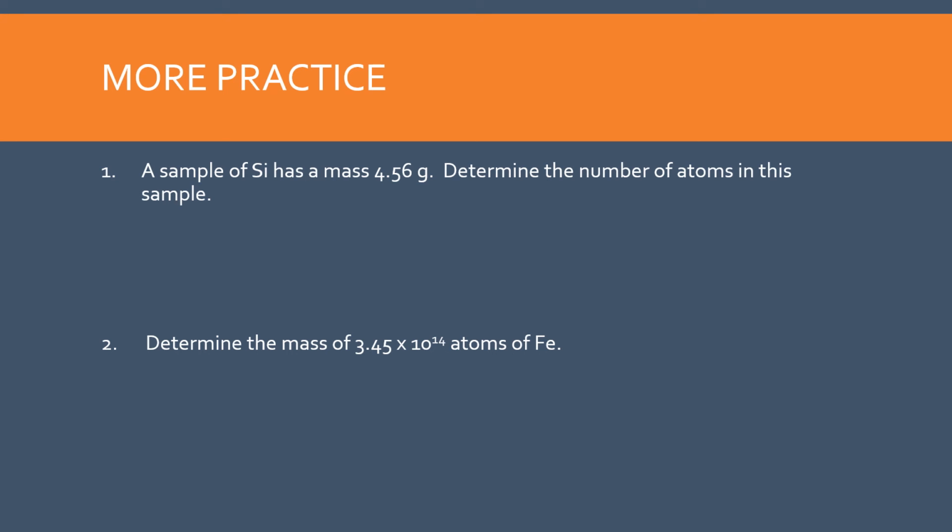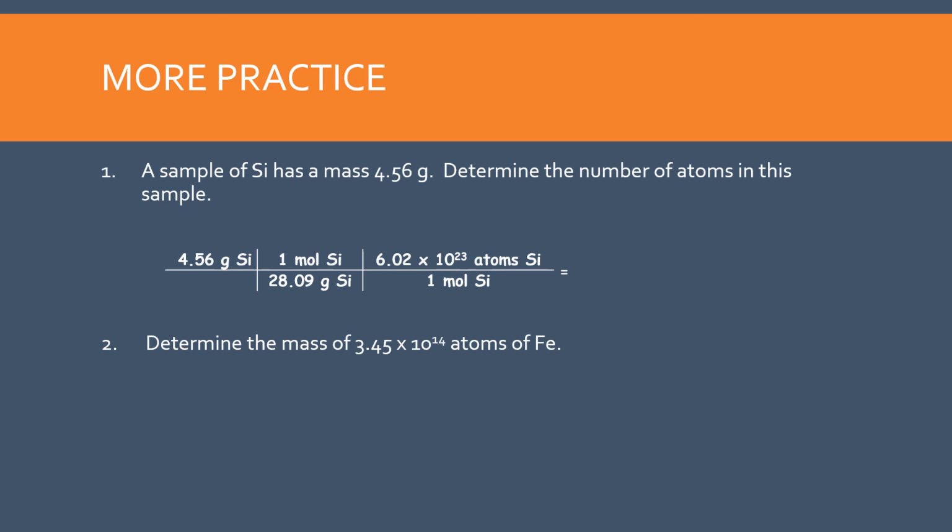So of course, we've got some more practice here. Let's go through the first one together. It says a sample of Si has a mass of 4.56. Determine the number of atoms in the sample. So we're starting with mass and we're trying to get to atoms. If you're using your mole road map, you see you're starting at the very bottom. Then you have to stop at moles, then you go to particles. Okay, so taking a look here, I have 4.56 grams of Si. I'm going to divide it by its molar mass to give me moles. Then I'm going to convert moles to atoms.